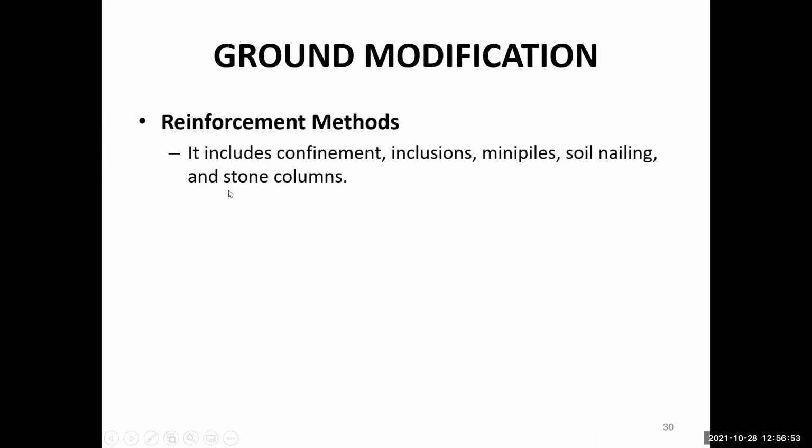Okay, so the reinforcement method includes confinement, inclusion, mini pile, soil nailing, and stone column. Reinforcement provides external support to the soil. That means some sort of stronger materials are inserted into the soil, and that makes the soil stronger. Of course, we are not covering very much detail of this due to the scope of this topic.